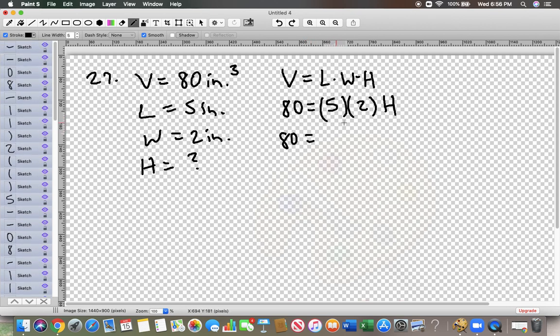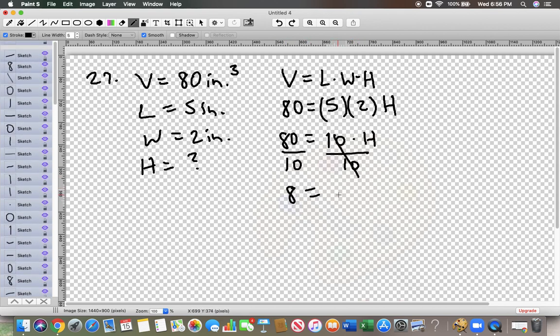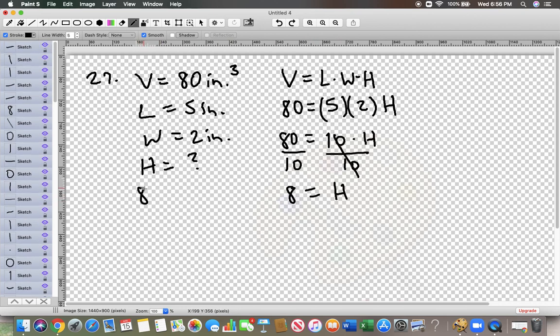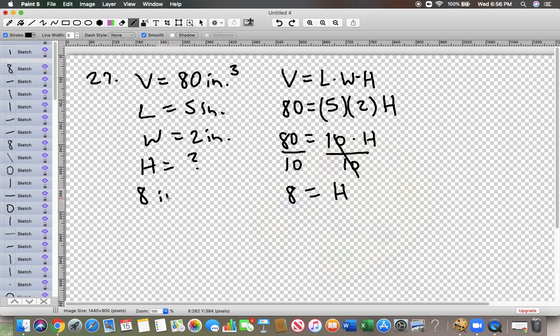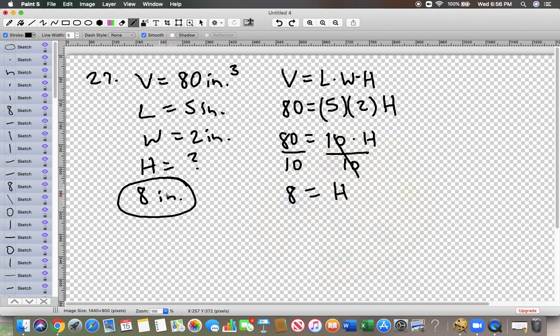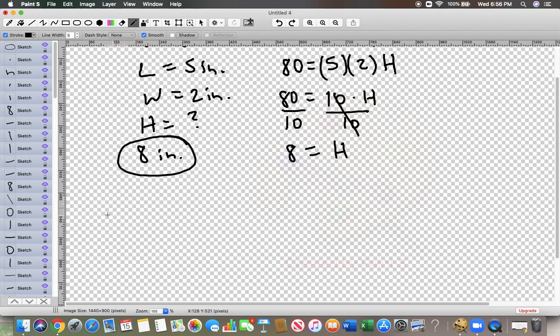So here we go. 5 times 2 is 10. 10 times h, we need to get h by itself. So we need to divide 10 from both sides. The height is 8. 8 what? 8 inches. Make sure you have the correct units there. And let's do one more, all right?